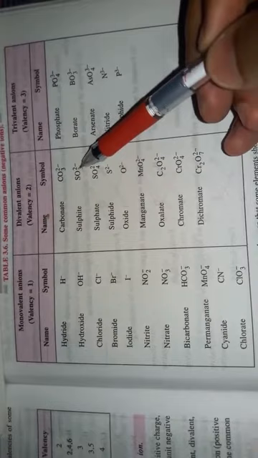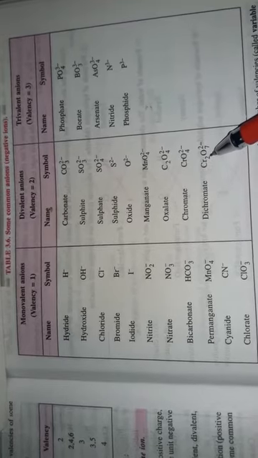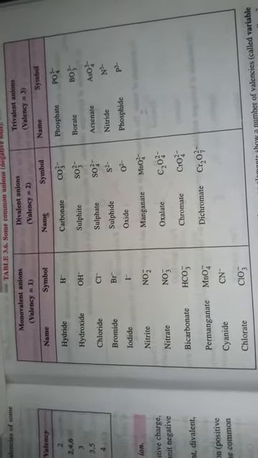Okay, when hydrogen acquires a negative charge, we call it a hydride, not hydrogen negative. Then hydroxide, chloride, bromide, iodide, nitrite, nitrate, bicarbonate, permanganate, cyanide, chlorate. Similarly for divalent: carbonate, sulfate, sulfite, sulfide, oxide, manganate, oxalate, chromate, dichromate. Dichromate stands for two times chromium, that's why we call it dichromate. For trivalent anions: phosphate, borate, arsenate, and phosphide.